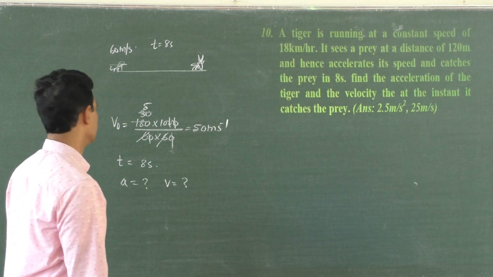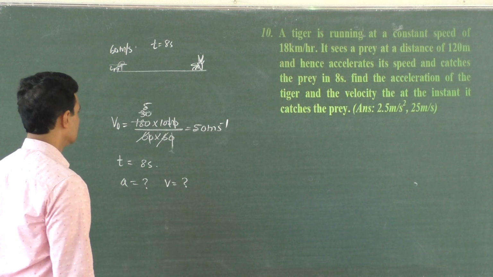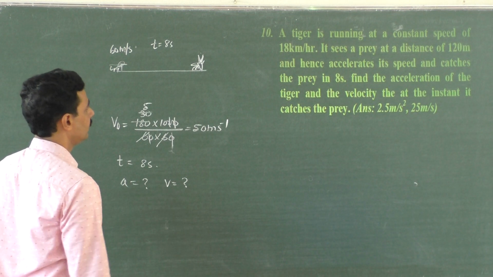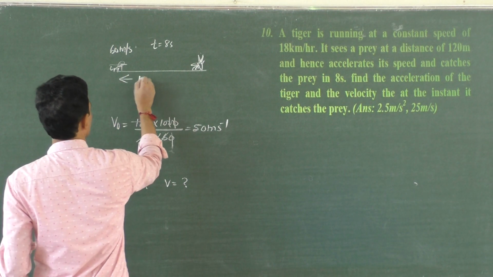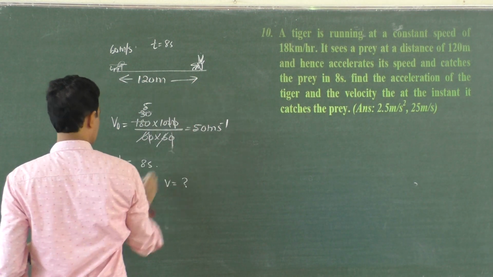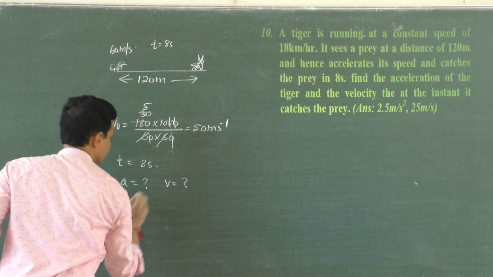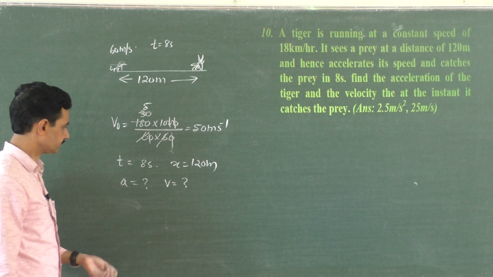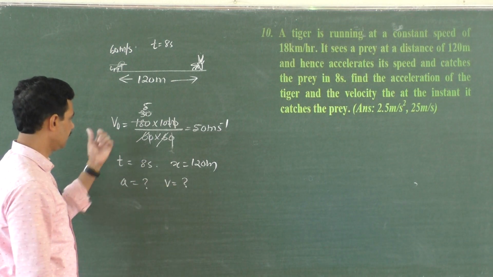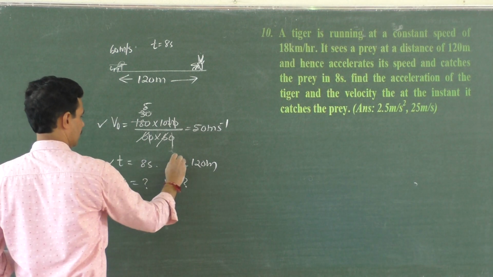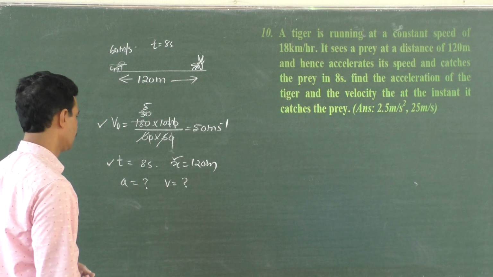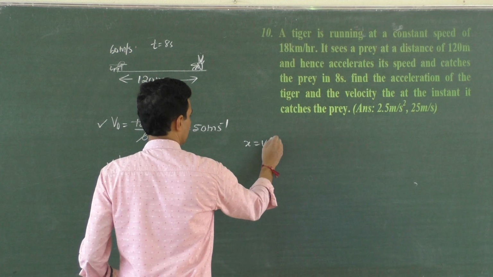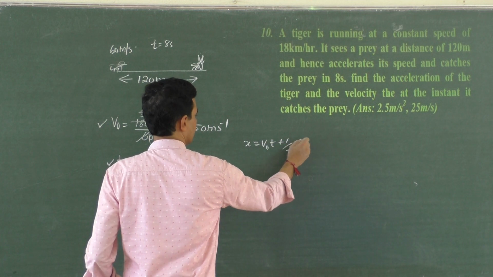Okay, final velocity. Okay, so which you can use. Distance is given, right? At a distance of 120 meters is given. So x is also given. Now what is our job? x, t, v naught are the given values. x equal to v naught t plus half a t square. Yes, done.